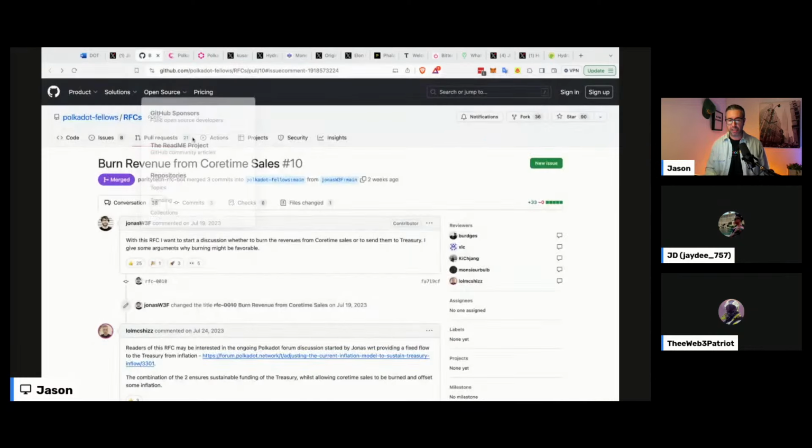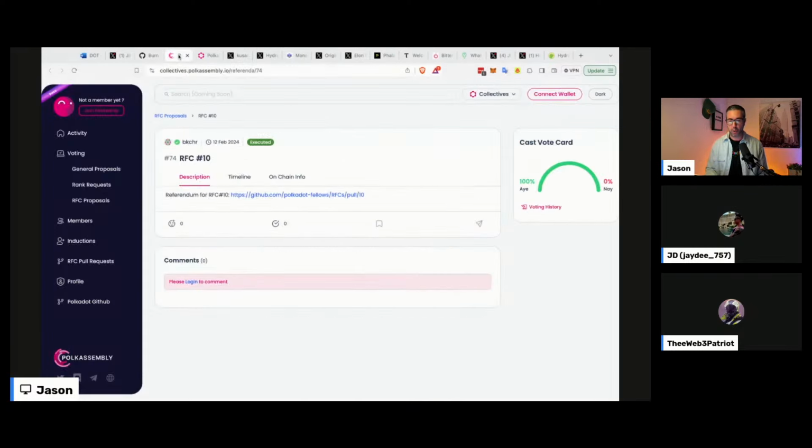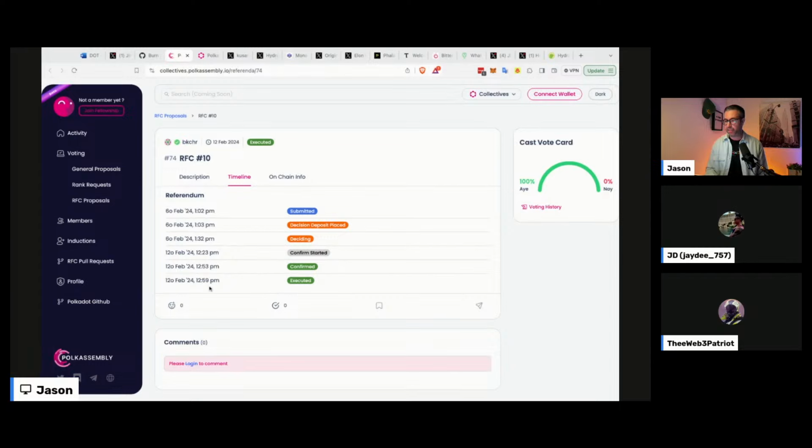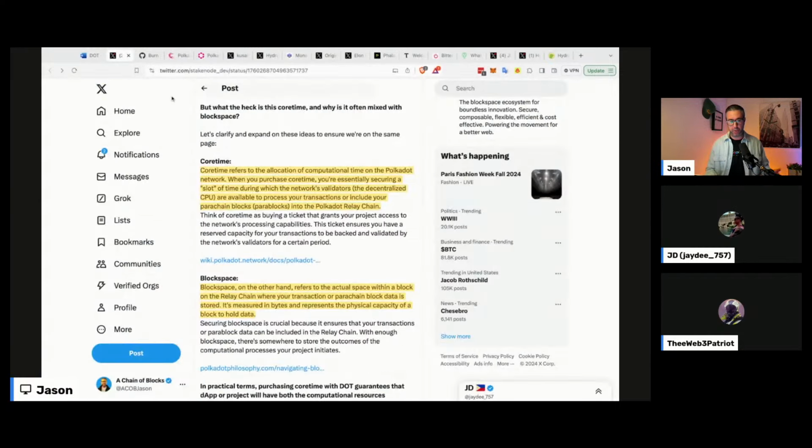And then the interesting thing that we just saw go through is this referendum of burning revenue sales from core time that looks like it just passed. And if you look at this timeline here, executed on February 24th. So I guess, Web Patriot, I'll go over to you and maybe you can give some of your thoughts on 2.0 and what some of these upgrades mean.